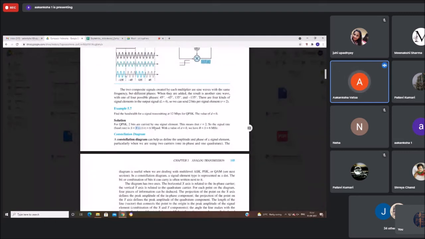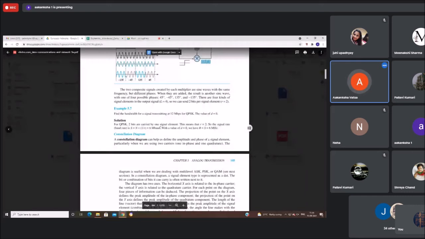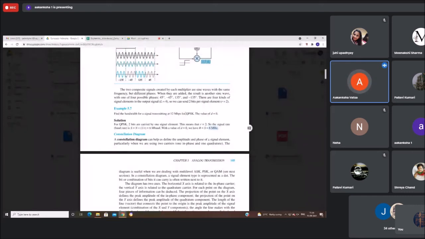So with the value of D equal to 0, the bandwidth is 1 plus D into S. Where D equal to 0, 1 plus 0 is 1 into S, which will be S. So bandwidth is equal to S, which is 6 M baud. So the baud rate is equal to the bandwidth. Because the bandwidth should be in megahertz, instead of 6 M baud, we'll have 6 megahertz of bandwidth. So we'll require 6 megahertz bandwidth for transmitting a QPSK signal at 12 Mbps data rate, where D equal to 0. I hope it is clear.